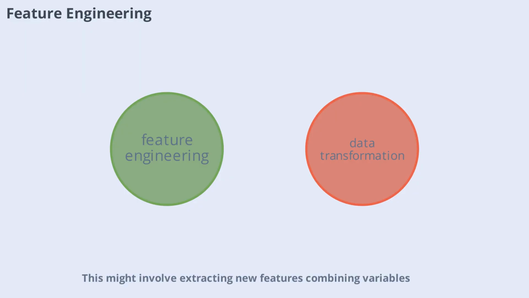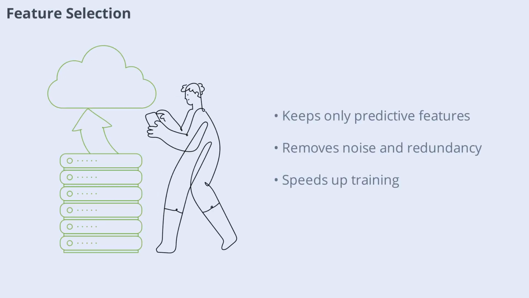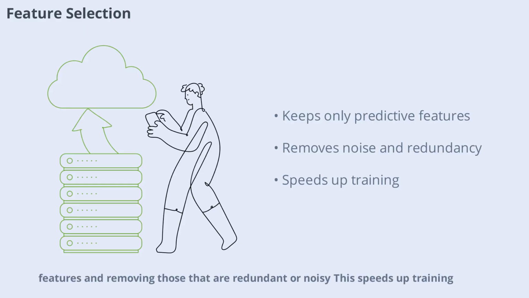This might involve extracting new features, combining variables, or encoding categorical data. Well-engineered features can reveal hidden patterns and dramatically boost model performance. Feature selection is about choosing the most predictive features and removing those that are redundant or noisy. This speeds up training, reduces overfitting, and improves interpretability. Good feature selection ensures your model focuses on what matters most, making it more robust and easier to understand.